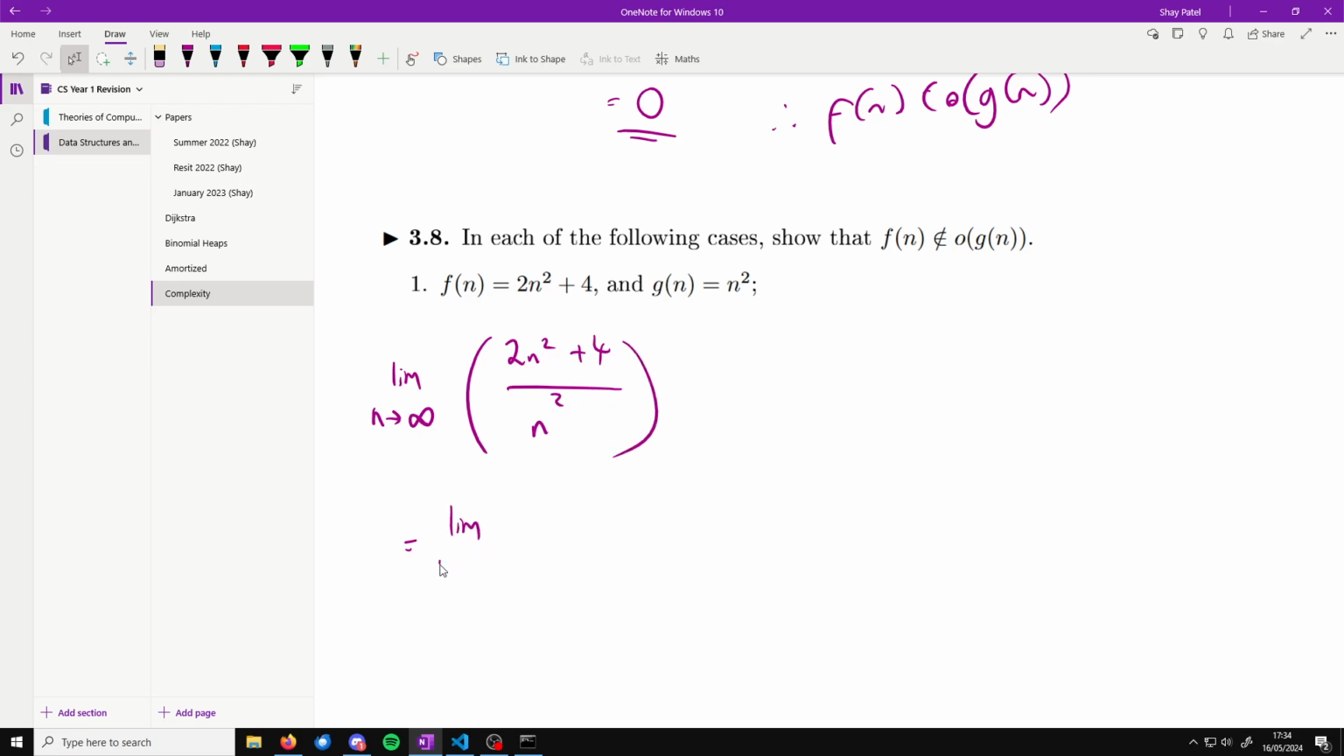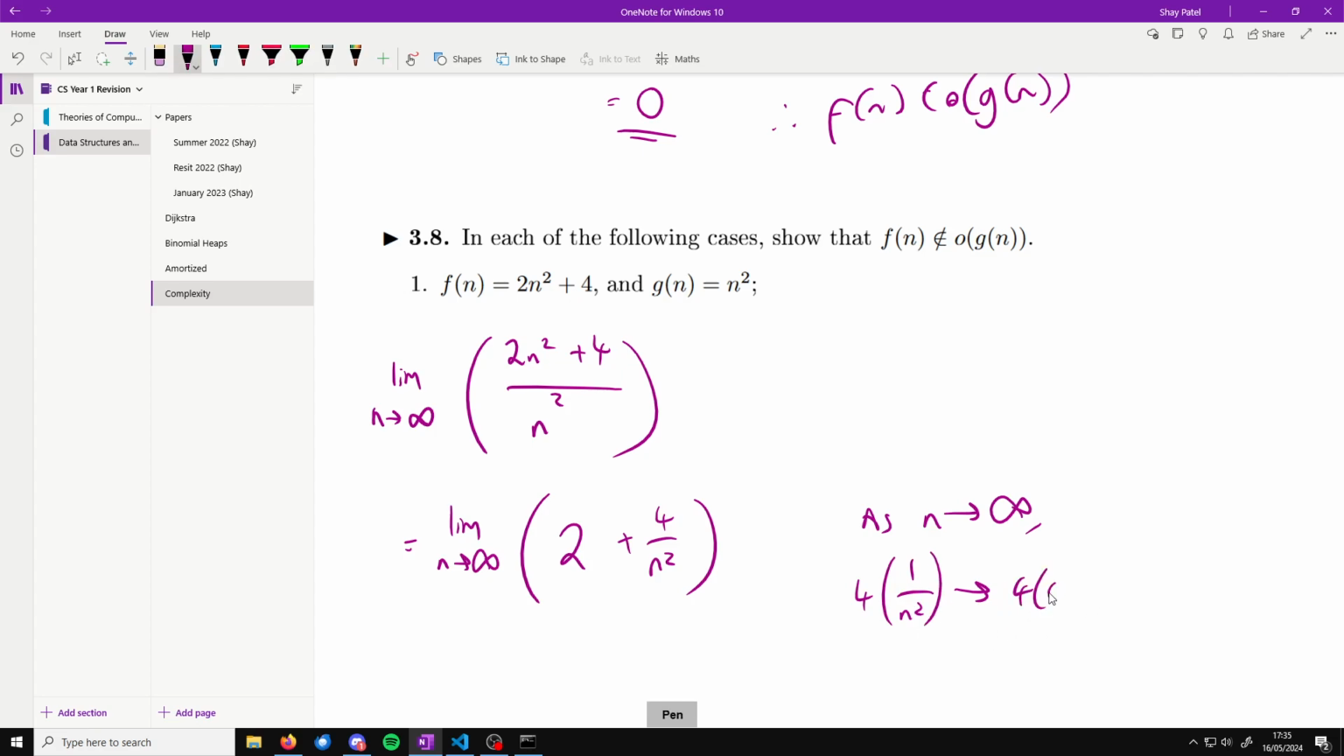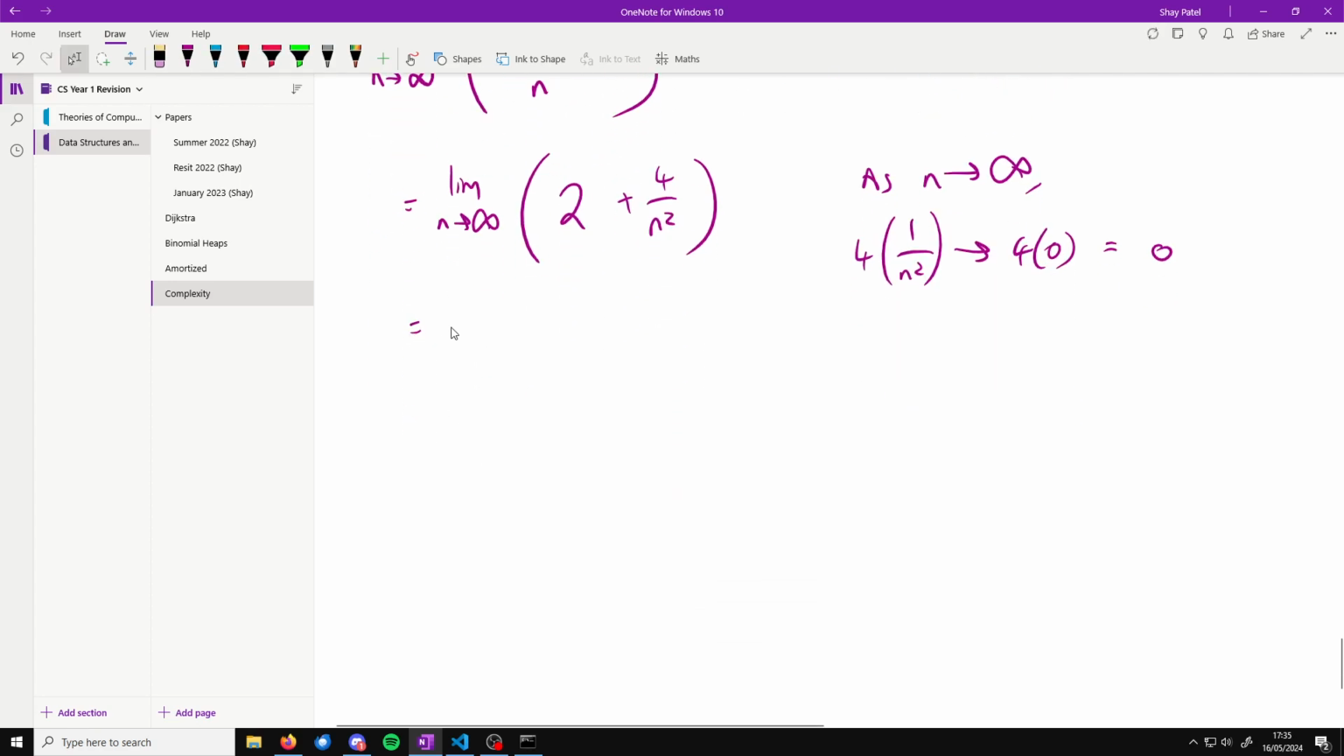equals the limit as n goes to infinity of 2n squared over n squared plus 4 over n squared. Hopefully we can all see this 2n squared over n squared just becomes 2. As n tends to infinity, 4 over n squared tends to 0, or we can even just say 4 times 1 over n squared tends to 4 times 0, which is just 0. So this would become 0, and so we'd be left with just 2. We wouldn't have 0 here. And so because this is not equal to 0, then that's sufficient proof to say f of n is not in little o of g of n.